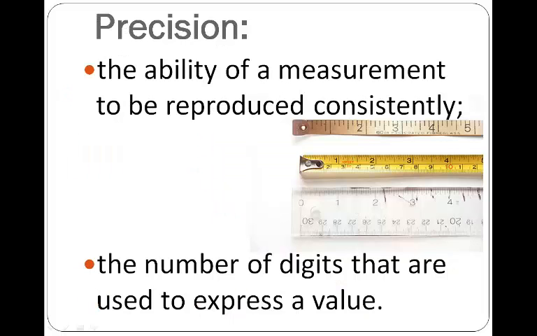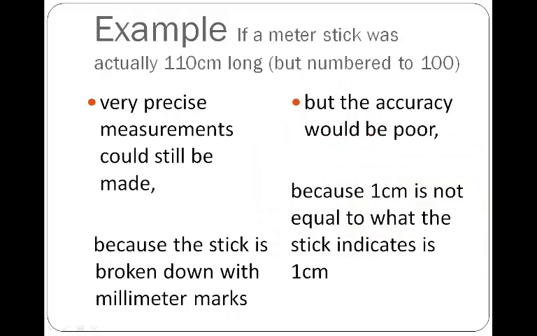Precision is the ability of a measurement to be reproduced consistently, so using different measuring instruments or different observers or different anything. And it's described on a piece of paper by the number of digits that are used to express the value. So how many decimal points is it measured to?